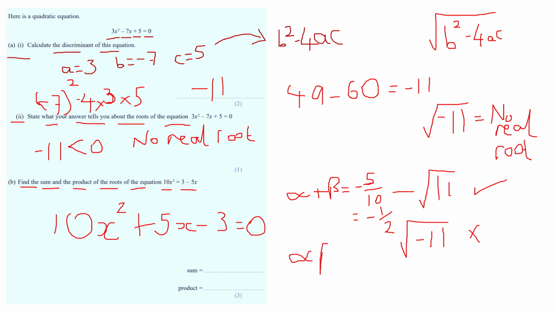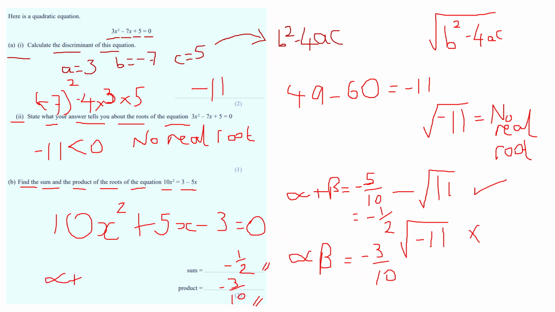And similarly, the product of the roots, alpha beta, is c over a, so that's minus 3 over 10. So the sum is minus a half, or minus 1 over 2, or minus 5/10. And the product of the roots is minus 3/10, or negative 3 over 10. Hopefully that makes sense.